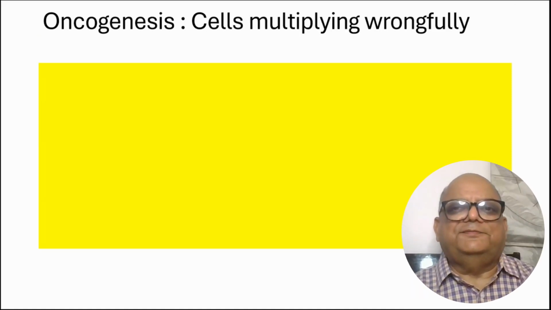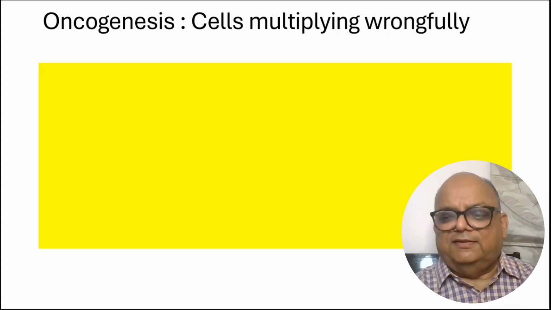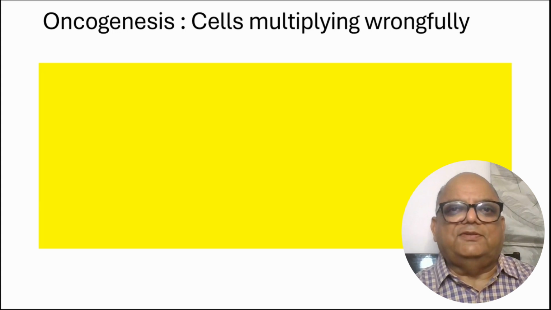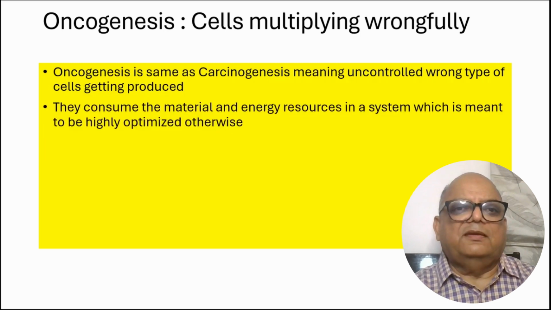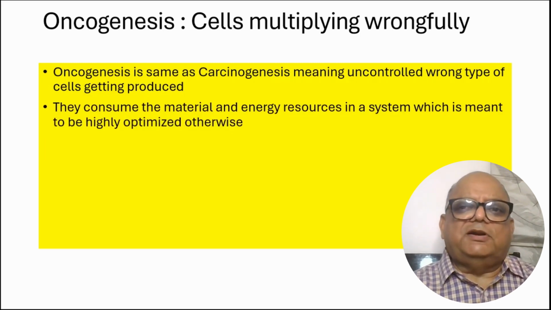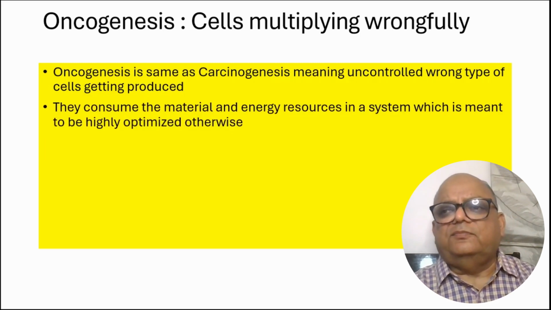Oncogenesis is the phenomenon of cells multiplying wrongfully. That is, they are cheating the intelligence and the defense mechanisms present in the cell. So oncogenesis, same as carcinogenesis, means uncontrolled, wrong types of cells getting produced. They consume the material and energy resources in the system, which is meant to be highly optimized otherwise.